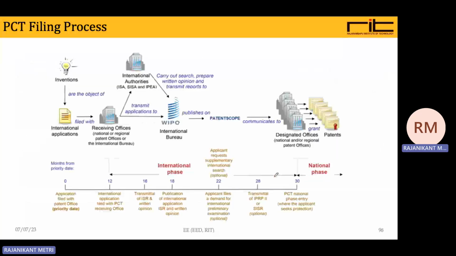So here is the filing process, that is from 0 months after filing the local patent. Within 30 months, you will get the PCT form. So you can see here, it is summarized in this picture.